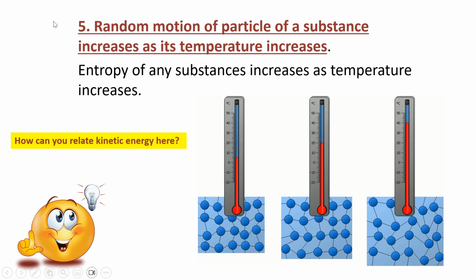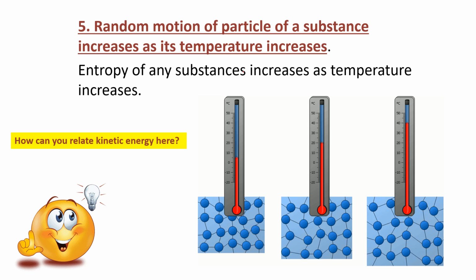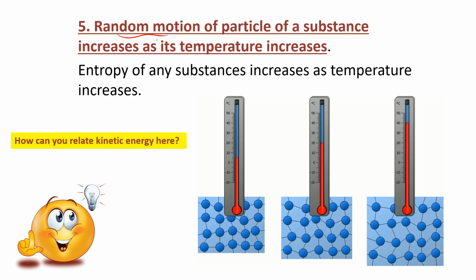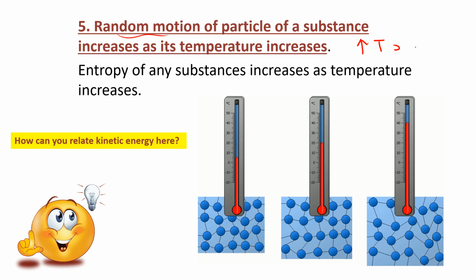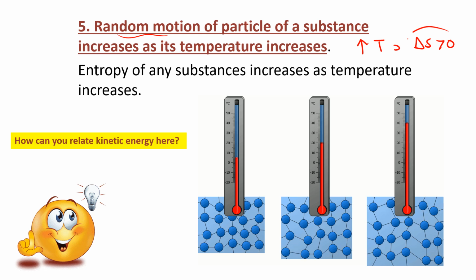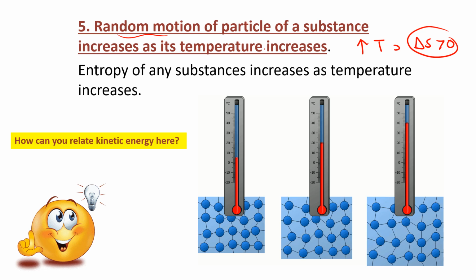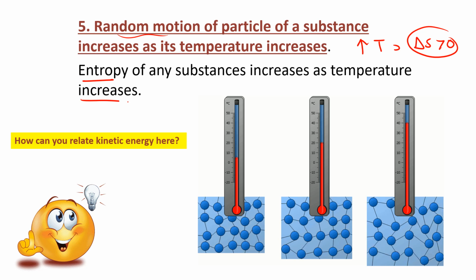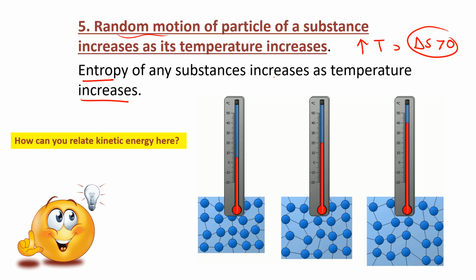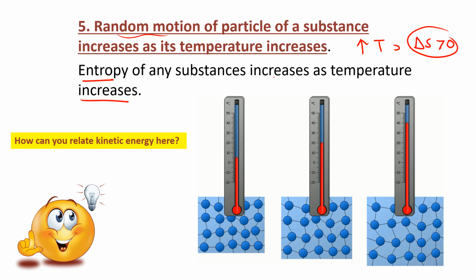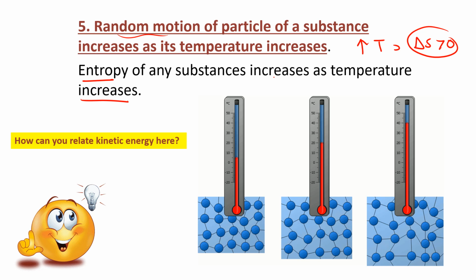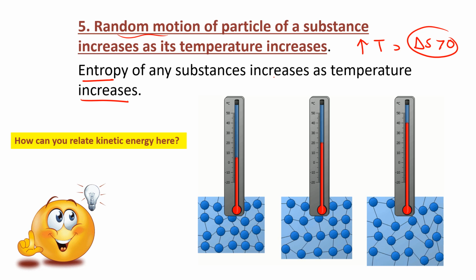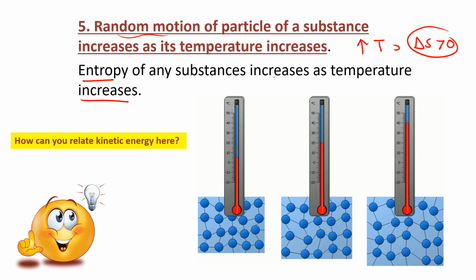Okay, guys? And finally, the random motion of particles of a substance increases as its temperature increases. So, if we increase the temperature, the delta S is going to be greater than 0 because the particles are moving faster and faster. And that's why the entropy increases when the temperature increases. This is the easiest one. Okay, guys? So, you can repeat this video. You can increase the speed if you think it's slow. So, it's up to you.